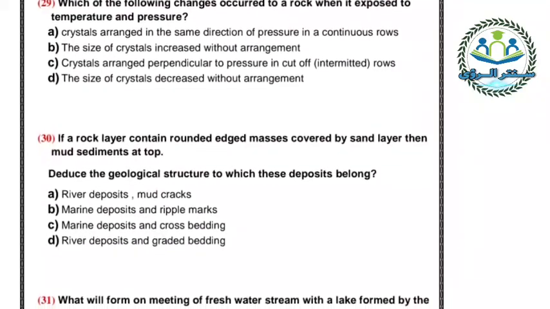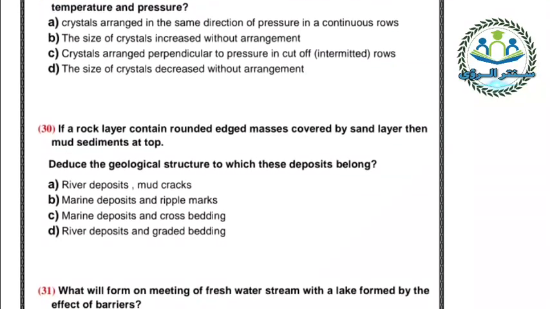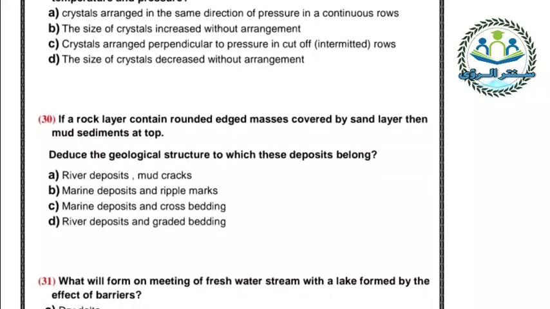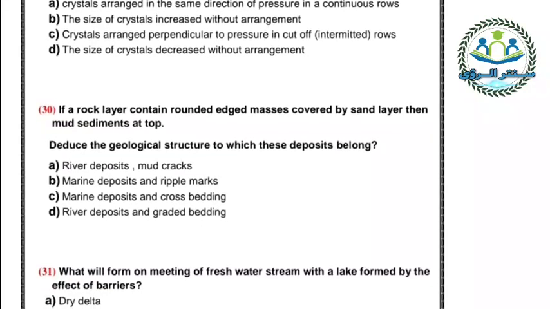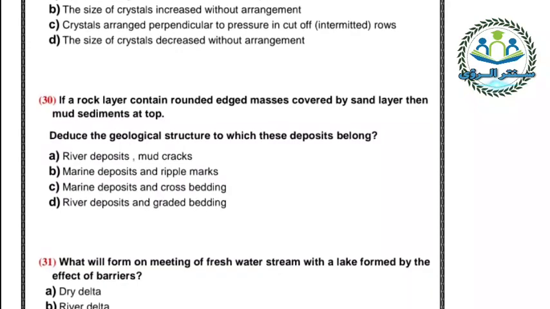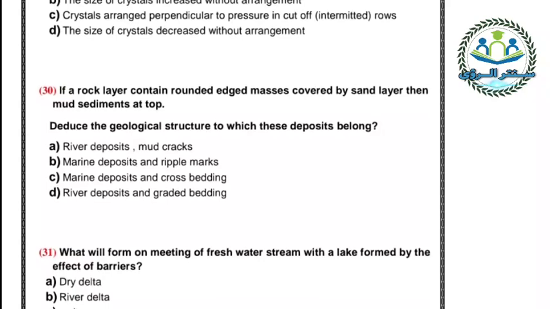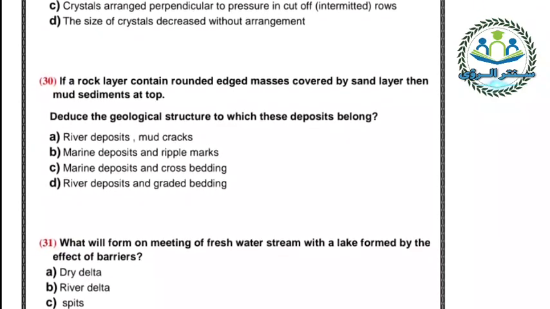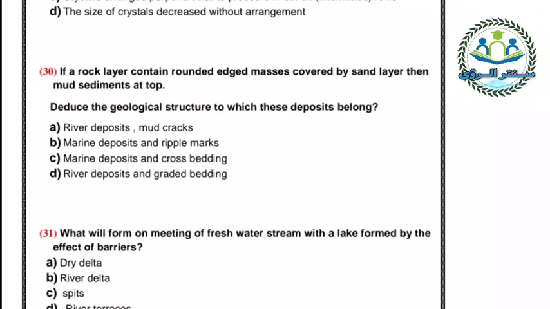30. If the rock layer contained rounded-edged masses covered by a sand layer, then mud sediments at top. Deduce the geological structure to which these deposits belong. A. River deposits and mud cracks. B. Marine deposits and rippled marks. C. Marine deposits and cross bedding. D. River deposits and graded bedding.